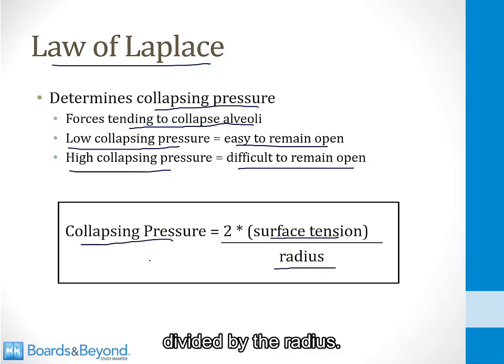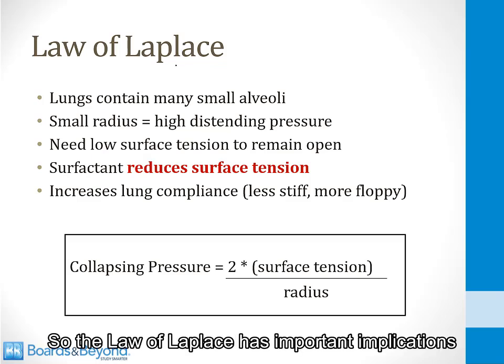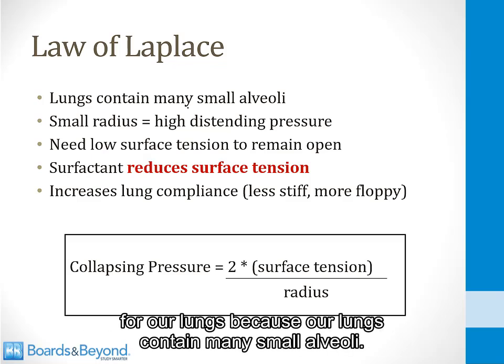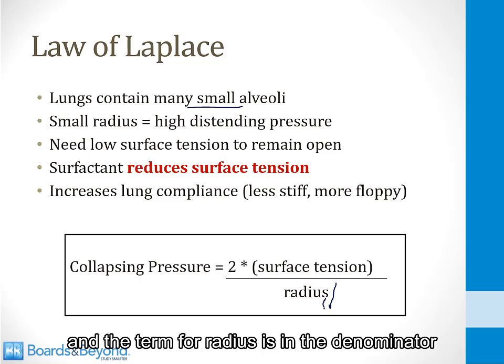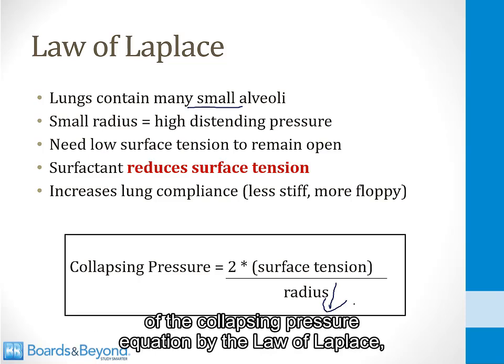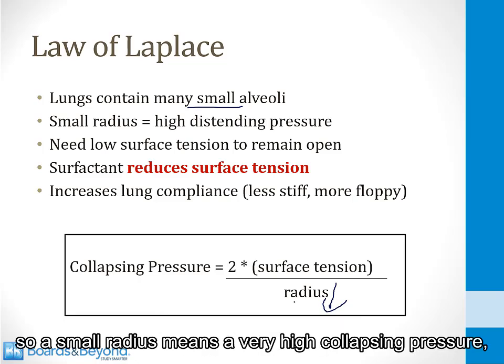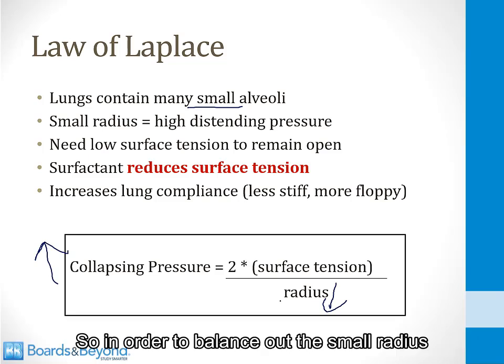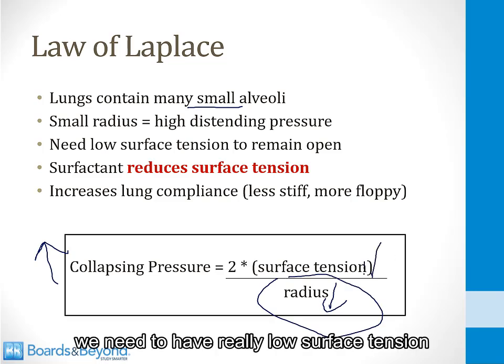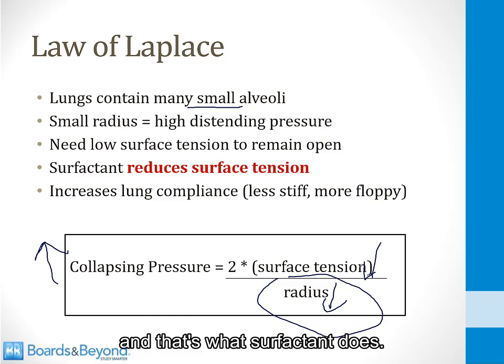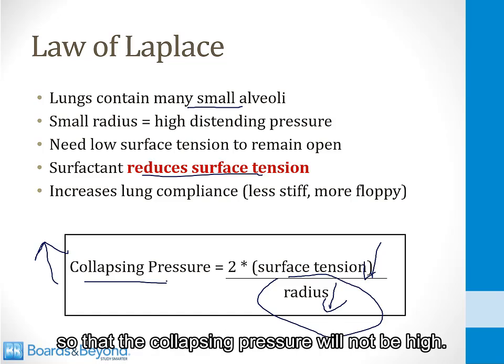by the radius. So the law of Laplace has important implications for our lungs because our lungs contain many small alveoli. Small alveoli have a very low radius, and the term for radius is in the denominator of the collapsing pressure equation by the law of Laplace. So a small radius means a very high collapsing pressure, which is bad. So in order to balance out this small radius and keep our alveoli open, we need to have really low surface tension. And that's what surfactant does. It reduces the surface tension so that the collapsing pressure will not be high.